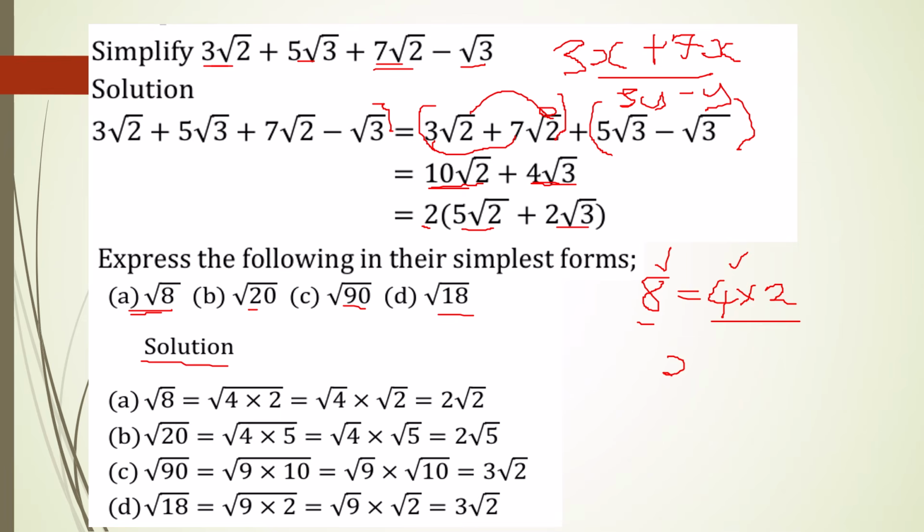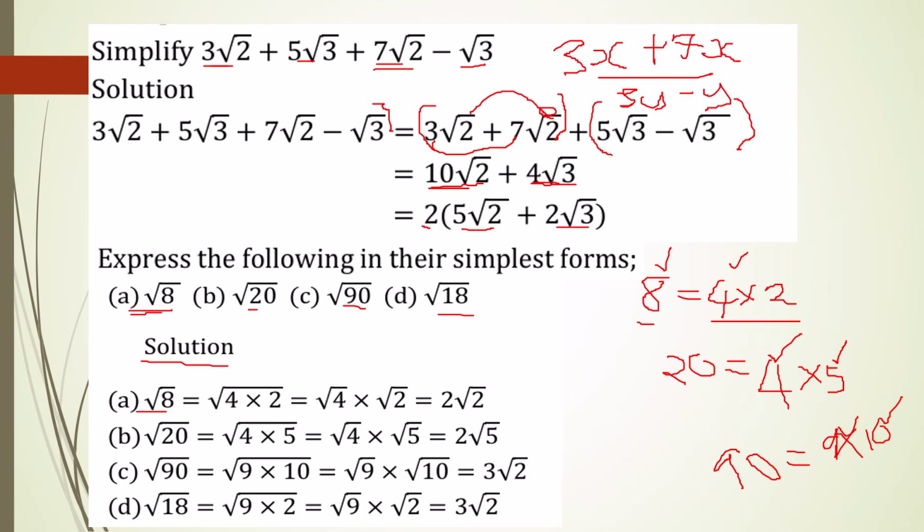If you look at 20, 20 also has one of its factors to be 4, and 4 is a square number. So what can I multiply 4 with to get 20? I can multiply it with 5. That's the trick: one must be a square number, and the other one must be a non-square number. If you look at 90, which square number can you multiply to get 90? It's going to be 9 times 10, because 9 is a square number and 10 is not a square number.